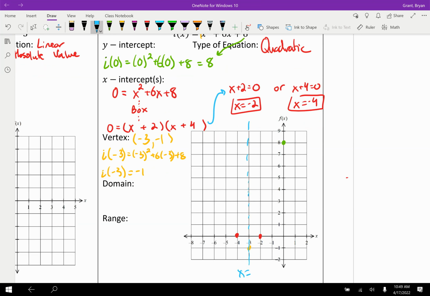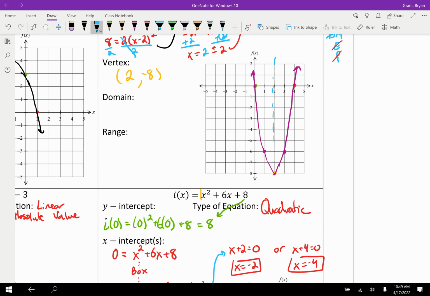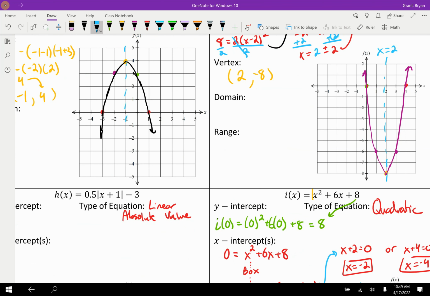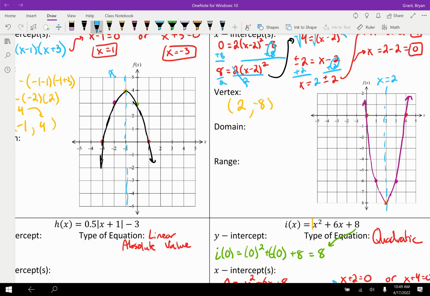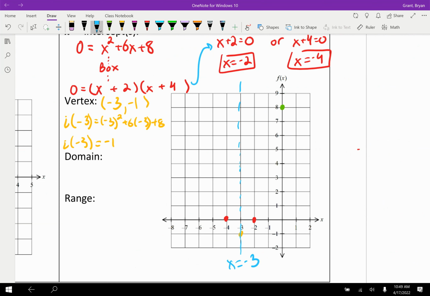This axis of symmetry is x equals negative 3, and we can do the same for the rest of these. This one would give us x equals 2, and of course this one goes through the x-axis, right? So x equals -1. And that axis of symmetry lets us reflect points to find one more.